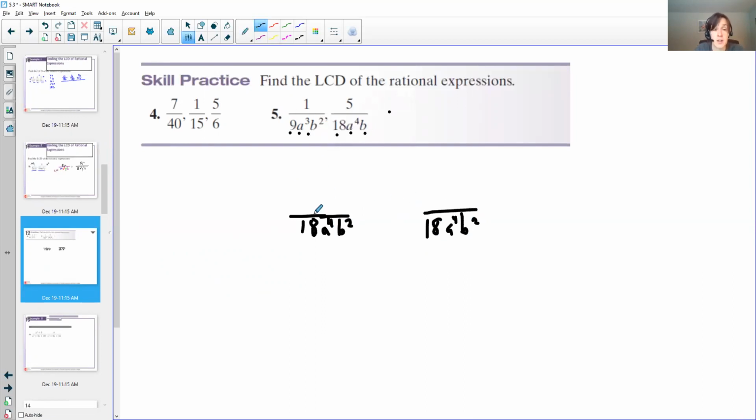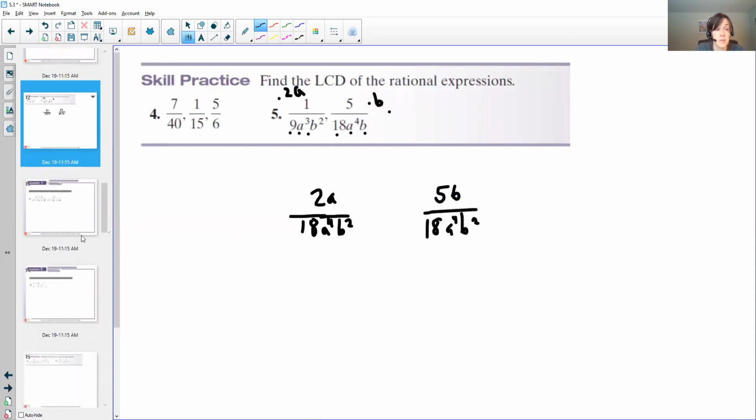So now change each fraction. The first fraction, 18, 9 becomes 18 because I multiplied by 2. A to the 4th, let's see, I had a cubed, so I need one more a. And b squared I had, so 1 times 2a gets me 2a. For the second one, 18, that's the same. A to the 4th, that's the same. B squared, I just need one more b, so multiply by b. That becomes 5b. That's it.